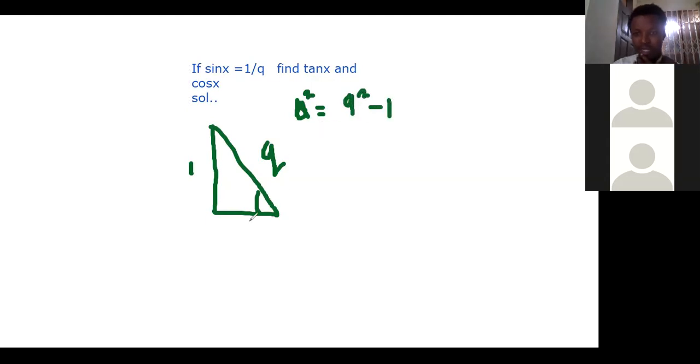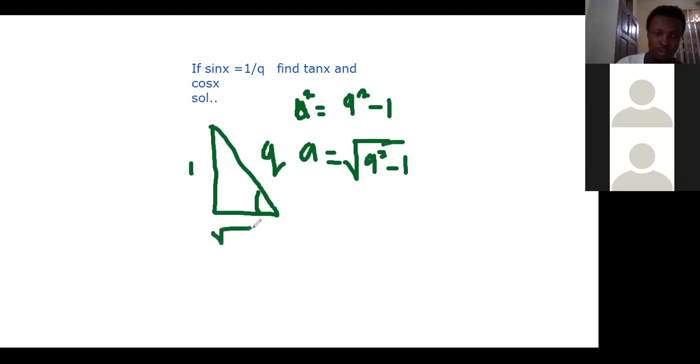I hope you agree with me mathematically. So adjacent squared will be equal to k squared minus 1 squared, which is still 1. So here our adjacent will now become root of k squared minus 1. That's what we are going to get.